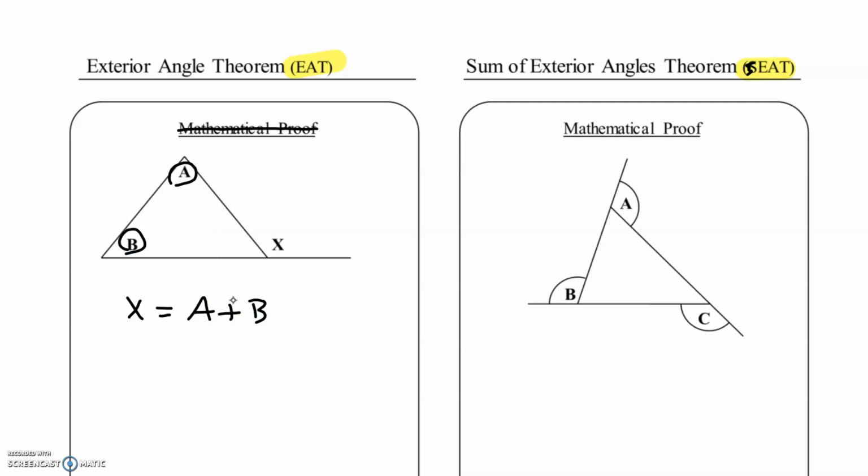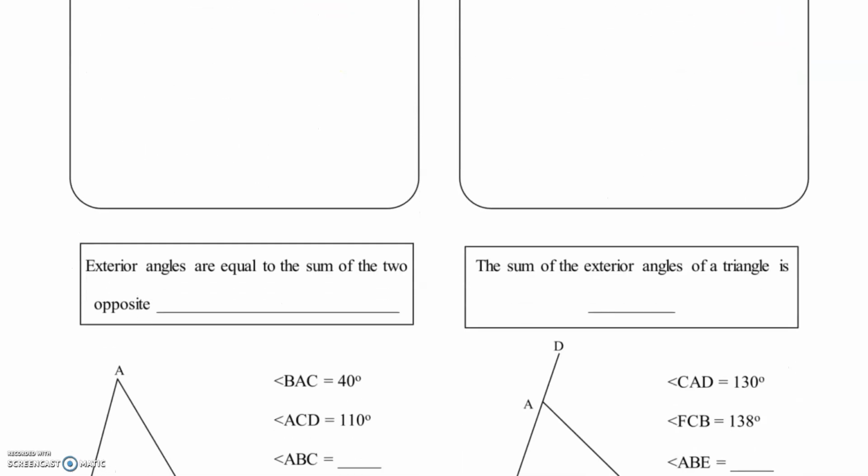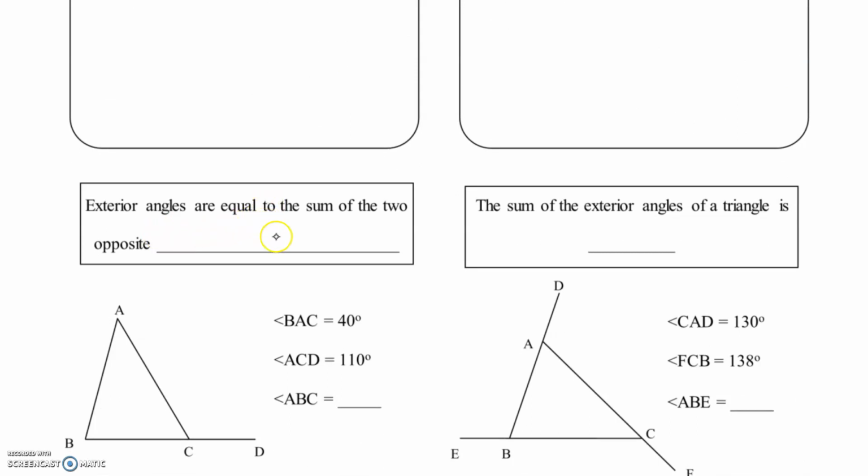For the second one, the sum of the exterior angles, for here, all 3 outside angles add up to 360. All right, so those are the 2 theorems. Let's practice them below. It says here, exterior angles are equal to the sum of the 2 opposite angles.